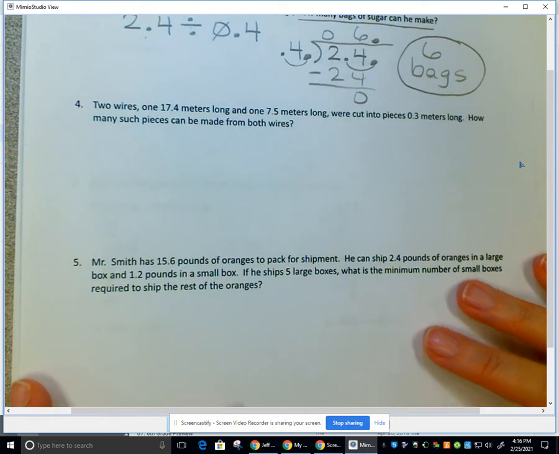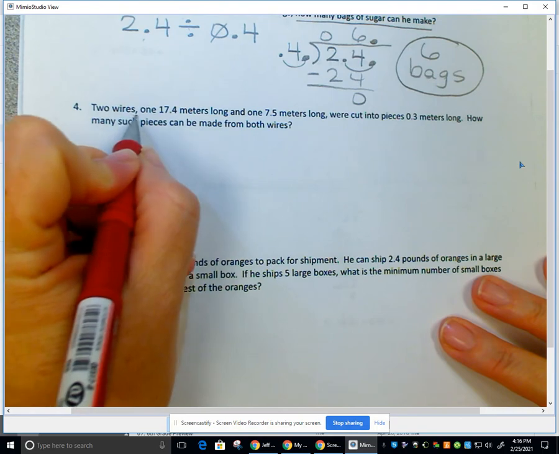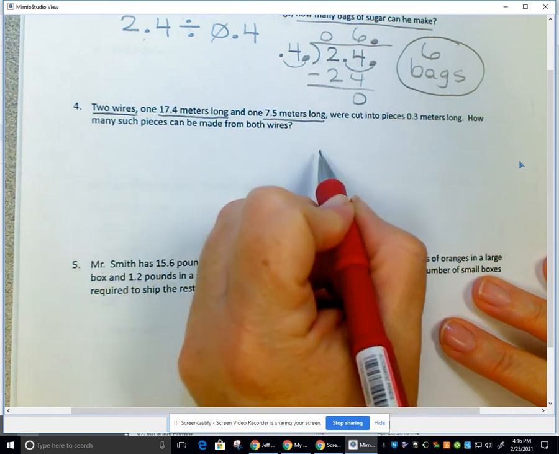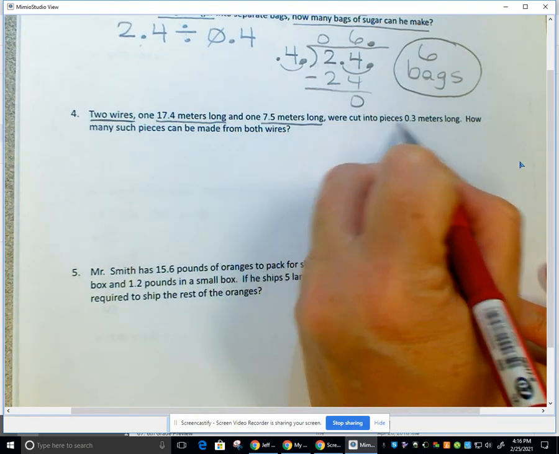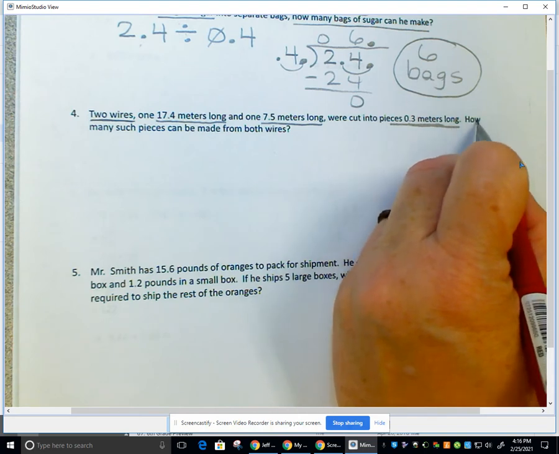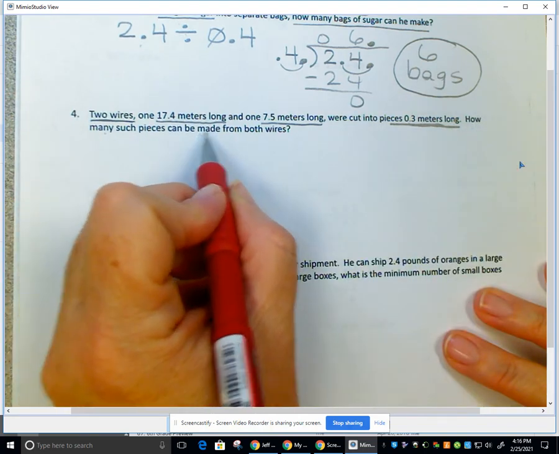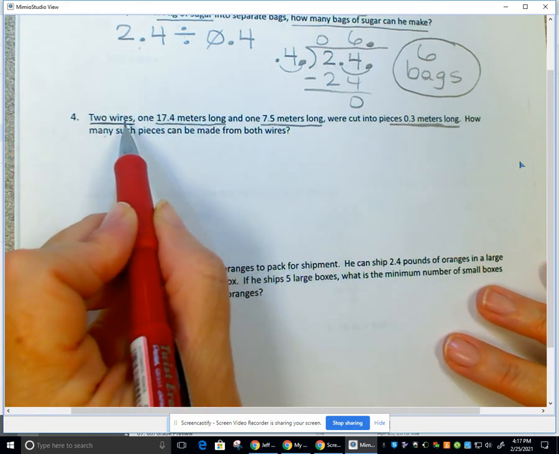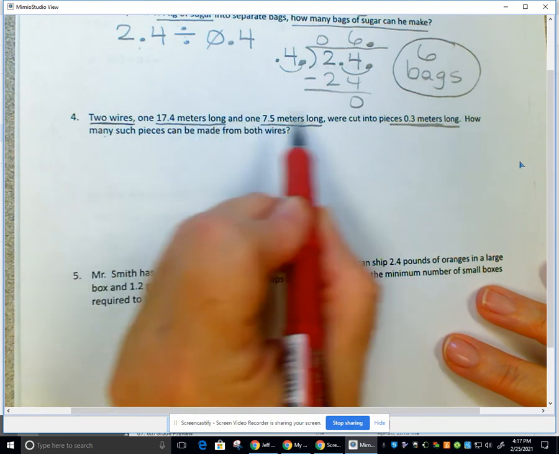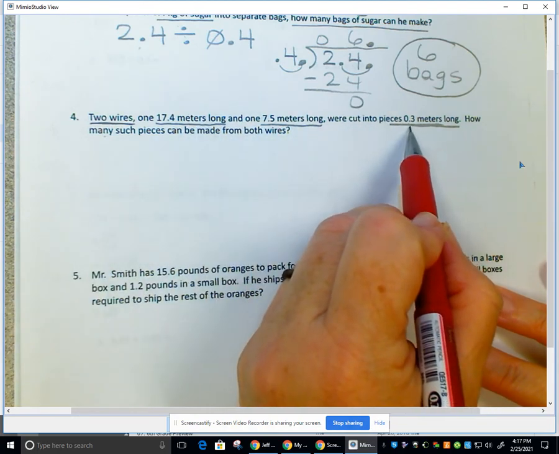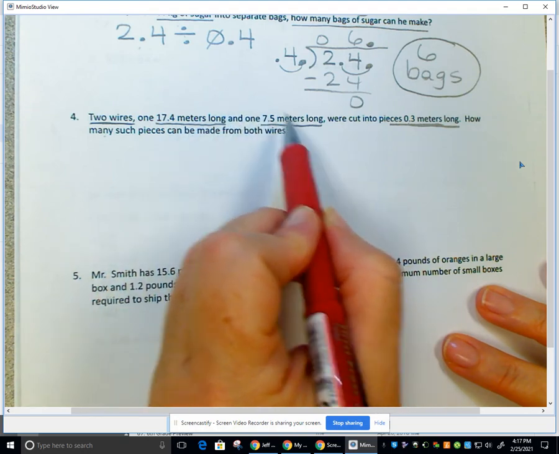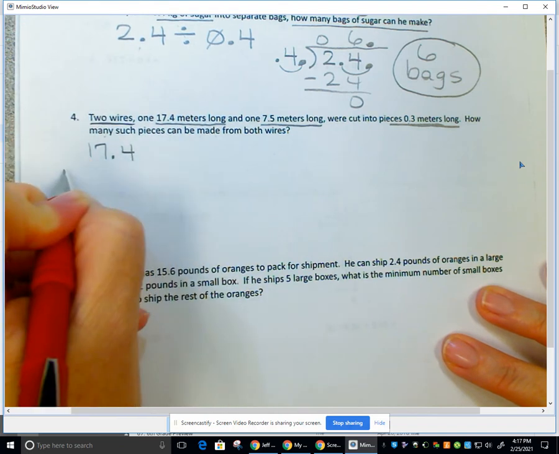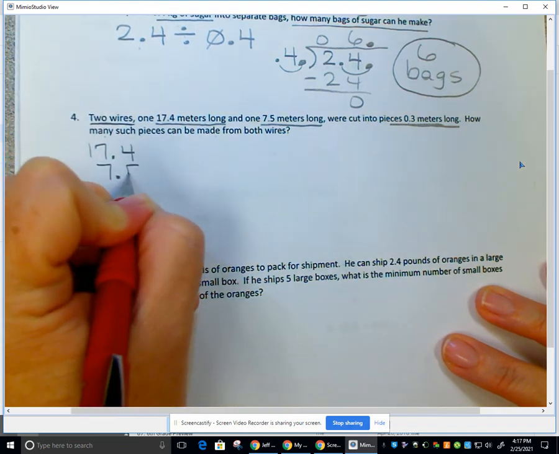All right, let's go to number 4. 2 wires. One wire is this many meters long, and one is this many meters long. They were cut into pieces that are 3/10 meters long. How many such pieces can be made from both wires? Well, what I want to do first is, since it's 2 wires and I'm dividing these numbers to see how many 3/10 I can get out of them, let me go ahead and combine these numbers. Let me add these together. 17 4/10 plus 7 5/10.